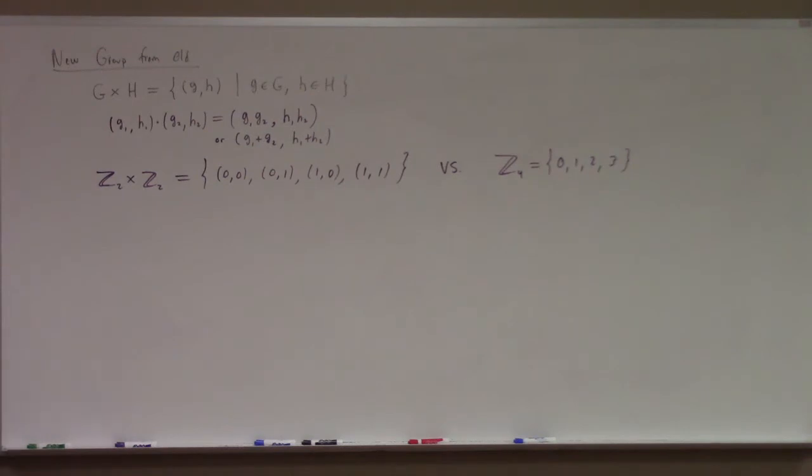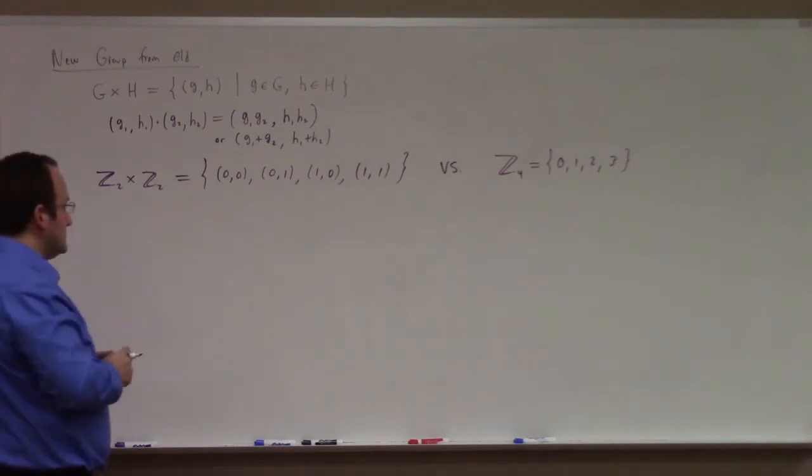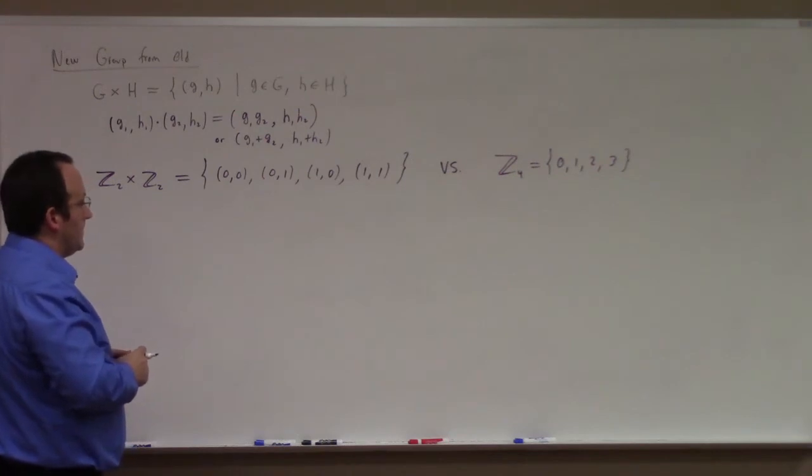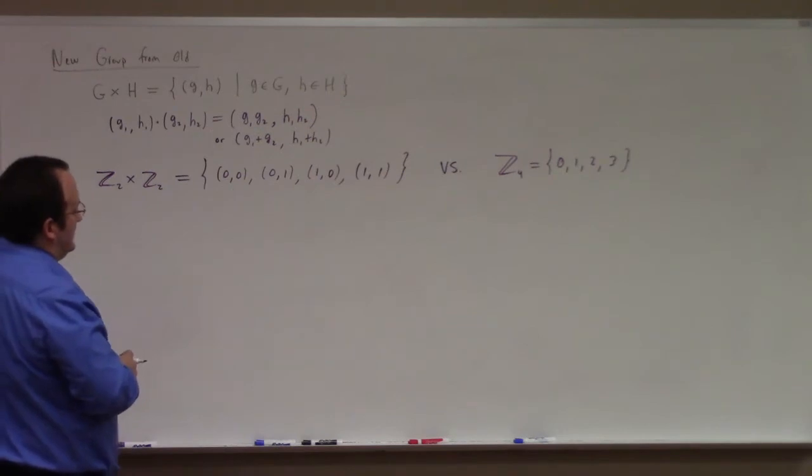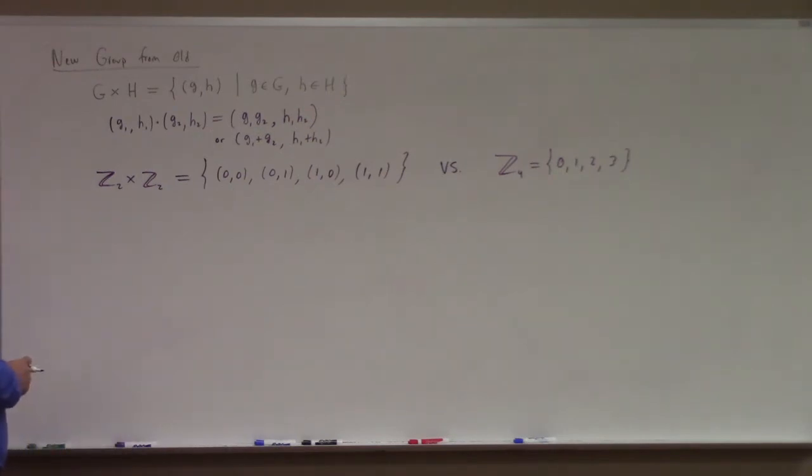Is it that if you have (0,1), that's different from (1,0), but like in Z4, 0 plus 1 is the same as 1 plus 0? No, I don't think that's it. These are both abelian groups. They're both additive.